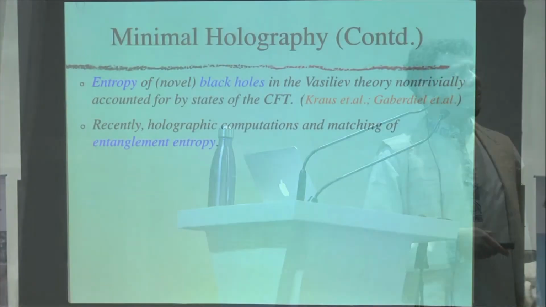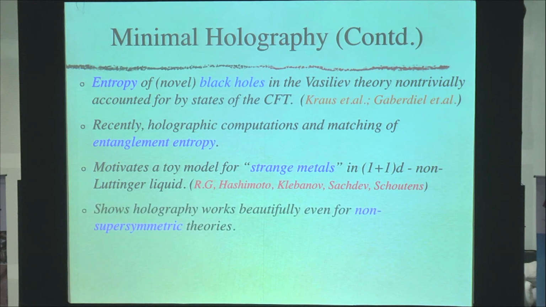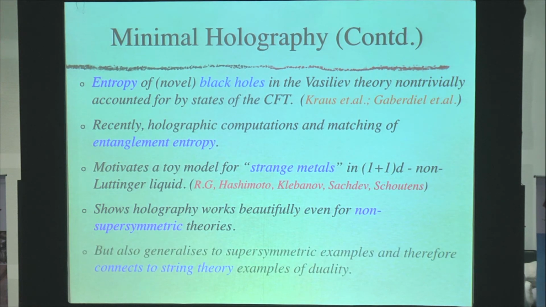This was one example. There are correlation functions. There are new black holes in this Vasiliev theory, and their entropy can be accounted for by states of the CFT. There are recent computations for the entanglement entropy. With Subir, this motivated us to look for a toy model for some strange metal in 1+1 dimensions. It's an example of the interdisciplinarity of the subject. But I think the general lesson is that it shows that holography works beautifully even for non-supersymmetric theories.